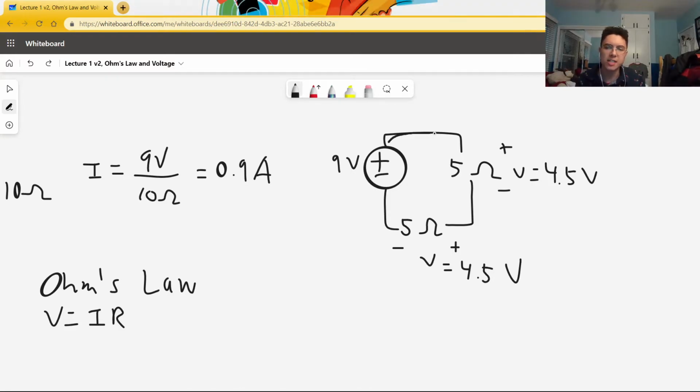Because it is traveling at the same speed through the entire circuit, it imparts the same amount of energy to both resistors, so they both get 4.5 volts worth of the energy that the battery provides. And all of the particles in the circuit move slower because of the effect of the two resistors combined.